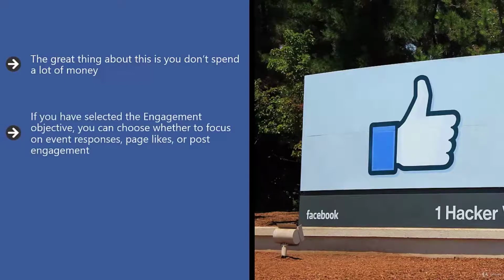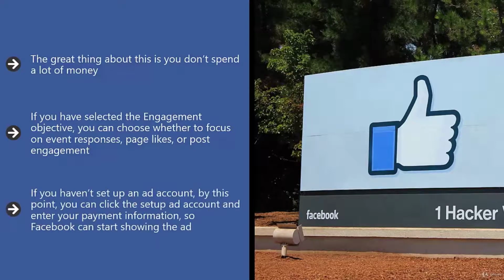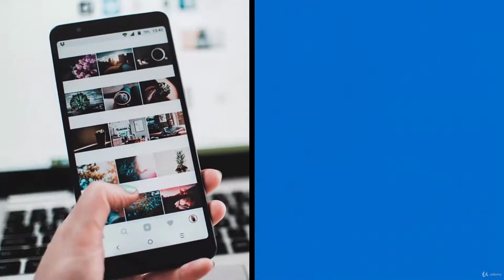If you have selected the engagement objective, you can choose whether to focus on event responses, page likes, or post engagement. Generally, people who use engagement are looking for page engagements, so their page fans can increase and the number of people who may possibly see their updates in the future grows. If you haven't set up an ad account by this point, you can click the Set Up Ad Account and enter your payment information so Facebook can start showing the ad.